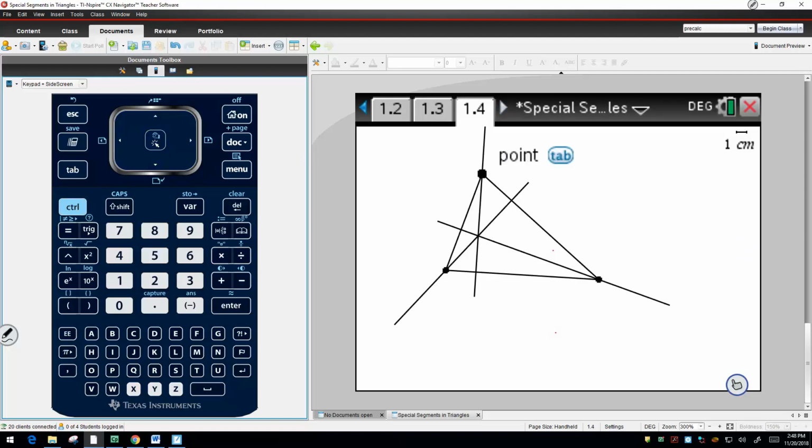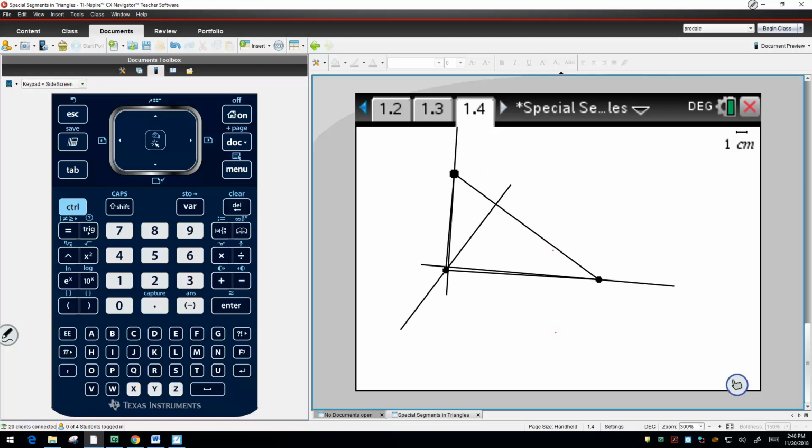These are the altitudes. So they're starting at a vertex, and it goes to the opposite side. Notice not at a midpoint, it just has to be perpendicular. So it starts at a vertex, goes to the opposite side, it's perpendicular. And again, notice where that is located right now. So that's your orthocenter in the center of the triangle. If I move it around, so now I've got a right triangle, and notice where that orthocenter is. It's actually right where the right angle would be.